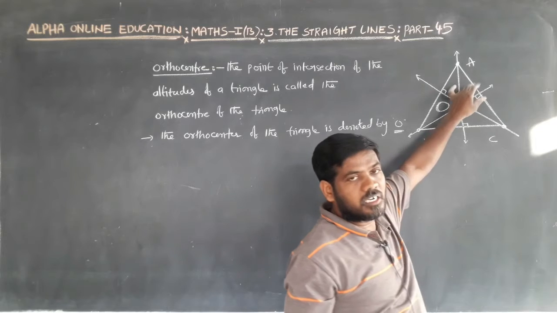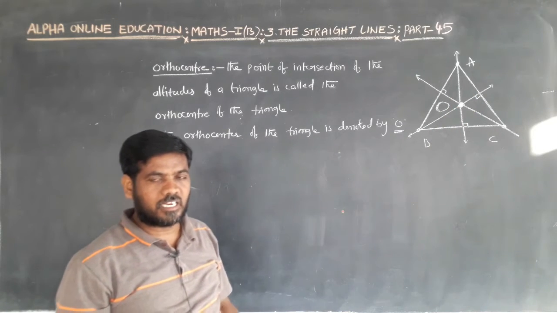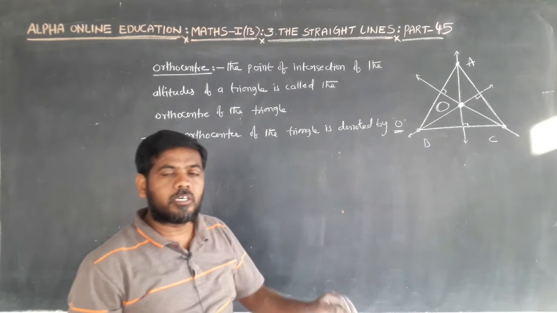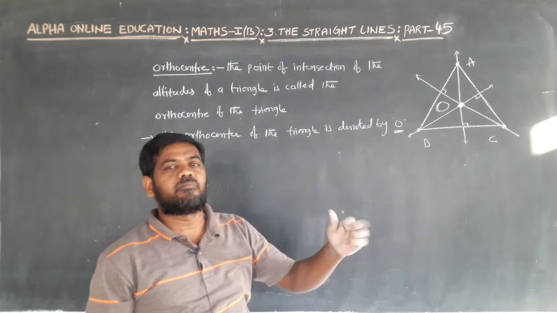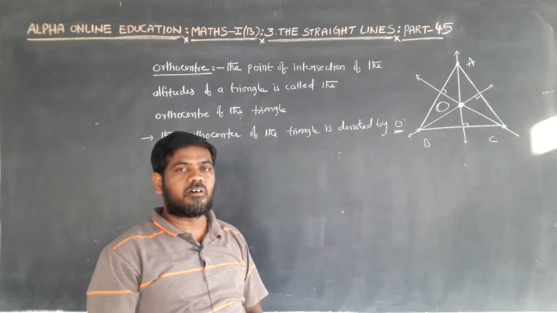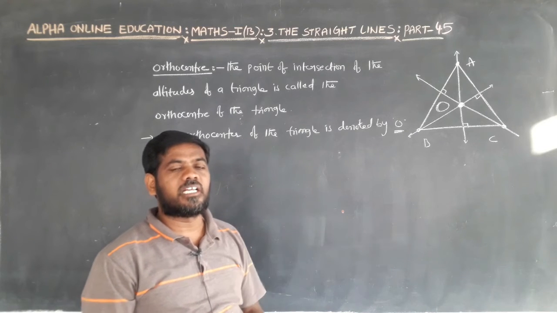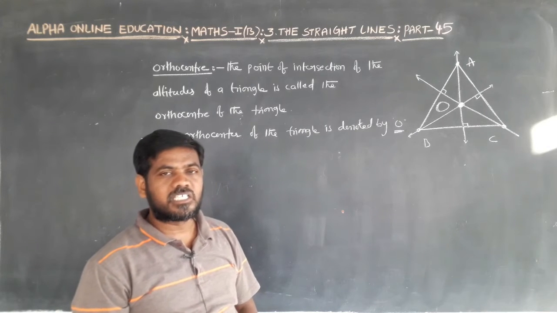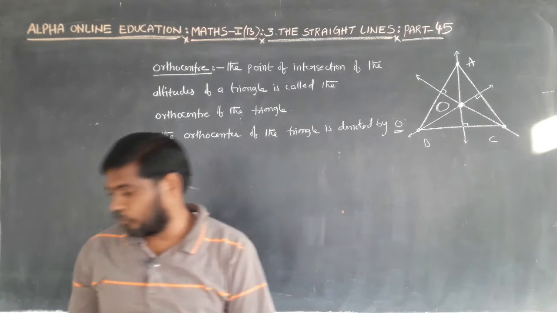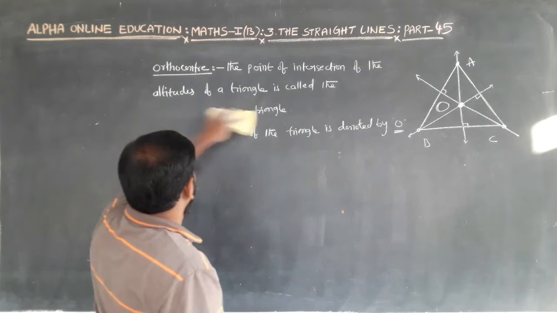This is the definition of the orthocenter of a triangle. Once again, the point of intersection of the altitudes of a triangle is called the orthocenter. The orthocenter of the triangle is denoted by O. Let us solve one problem on the orthocenter.